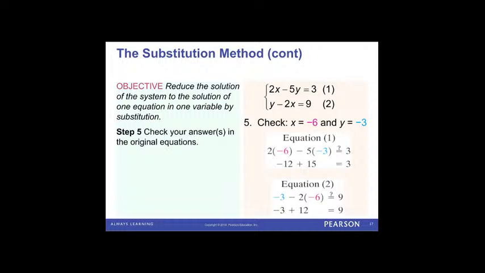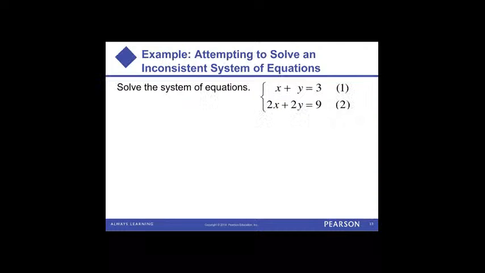So we can still use the same method here, the substitution method, where we solve for one variable and then plug it into the other. So it looks to me like it's easiest to solve for y from the first one. So if we solve for y, we're going to get y equals negative x plus 3. Then we take that and plug it into the other equation. We have this 2x plus 2 times our y, which is negative x plus 3, which should equal 9.